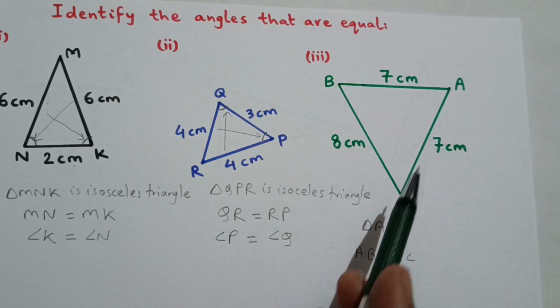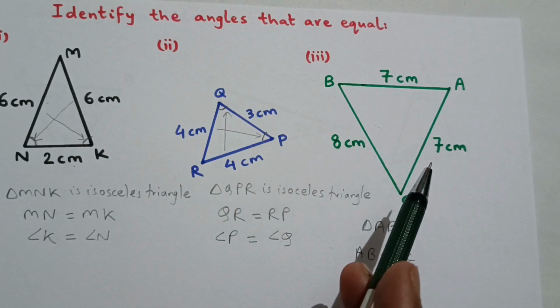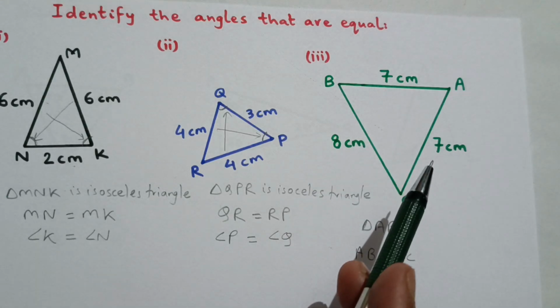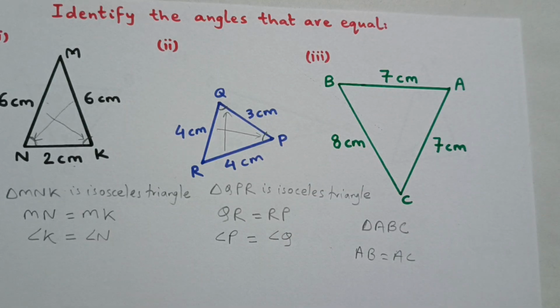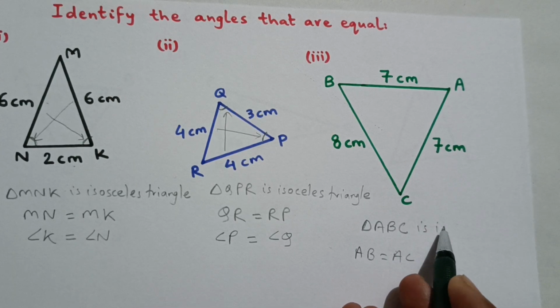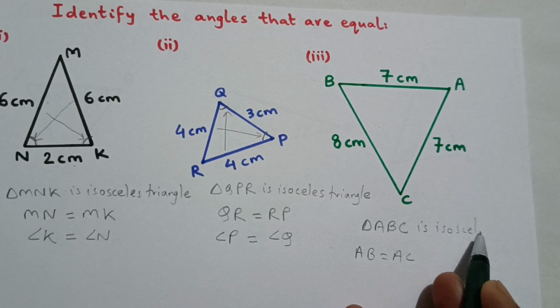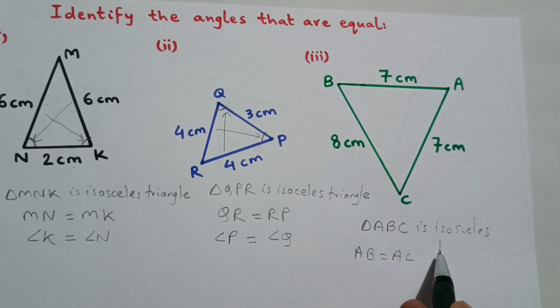So AB and AC are equal to each other. So out of three sides, we know that two sides are equal to each other. So therefore this triangle is an isosceles triangle. So triangle ABC is isosceles triangle.